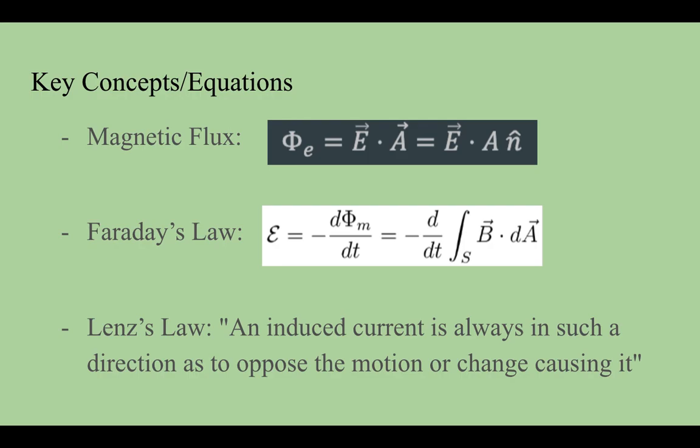So here are some key concepts and equations. Magnetic flux is the magnetic field dot the area vector. Faraday's law is negative d magnetic flux over dt. And Lenz's law is that an induced current always acts in such a direction as to oppose the motion or change causing it.